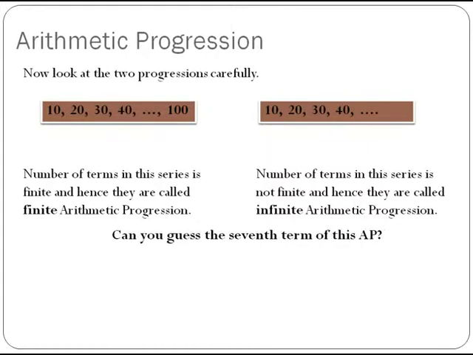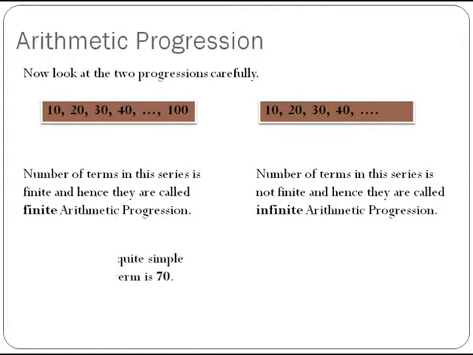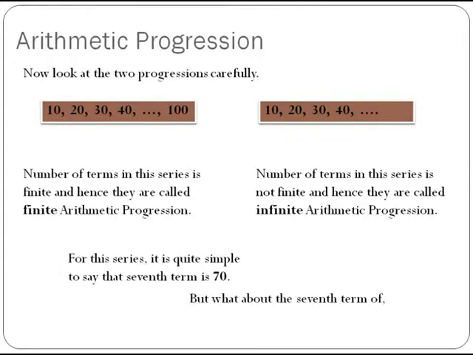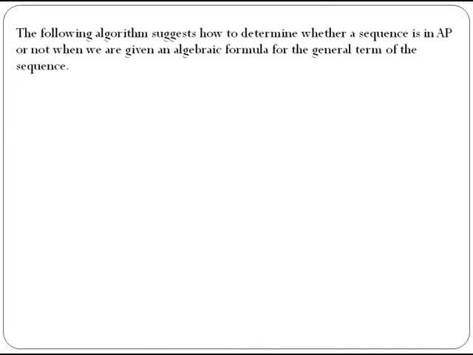Can you guess the 7th term of this AP? For this series, it is quite simple to say that the 7th term is 70. But what about the 7th term of this series? 13, 21, 29 and so on. The following algorithm suggests how to determine whether a sequence is an AP or not when we are given an algebraic formula for the general term of the sequence.